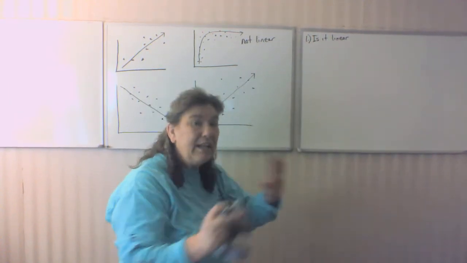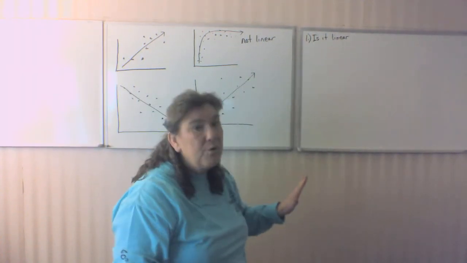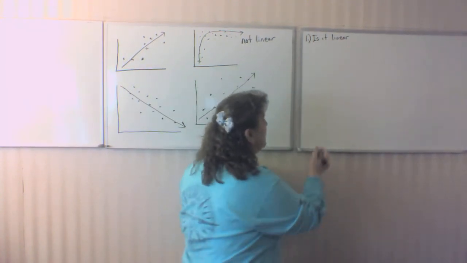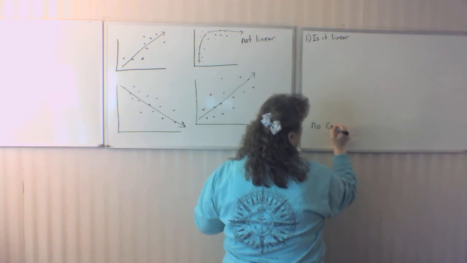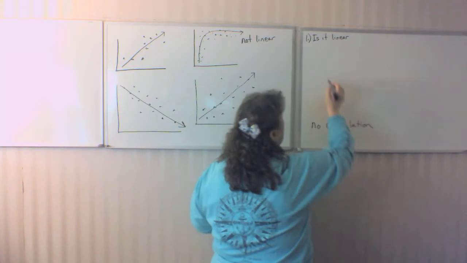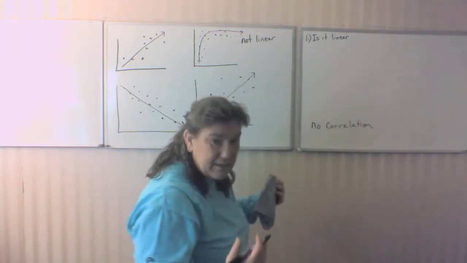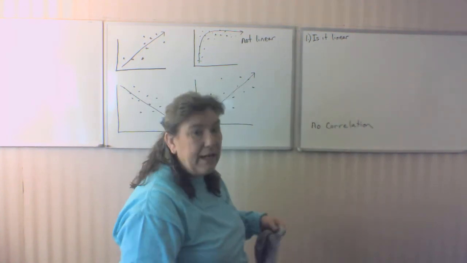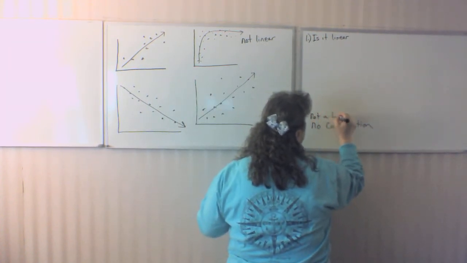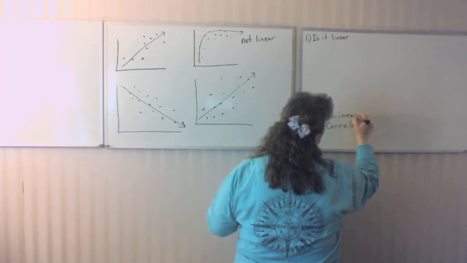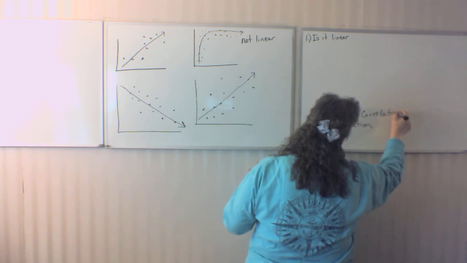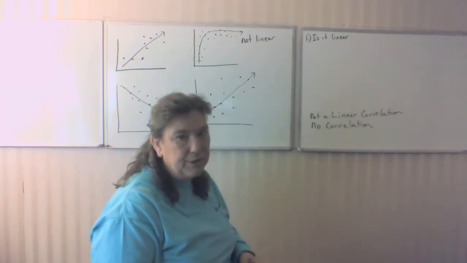If it is not linear and it is not a correlation, then the only choice would be no correlation. Okay? Or is it linear? If it's not linear, then it is not a linear correlation. Okay? Not a linear correlation. So those are two choices that you have in your choices of the scatter plots you're going to look at.